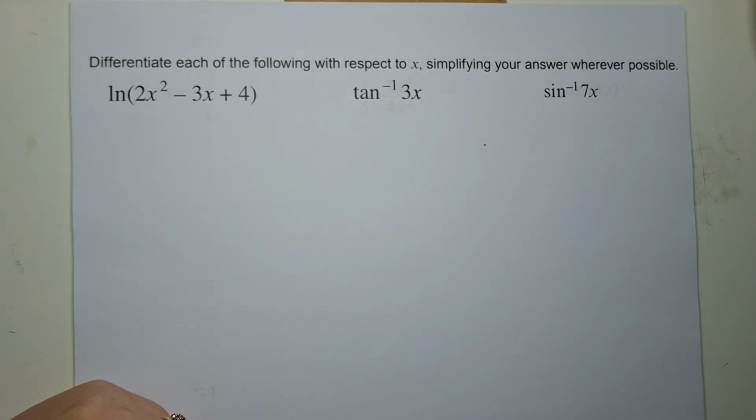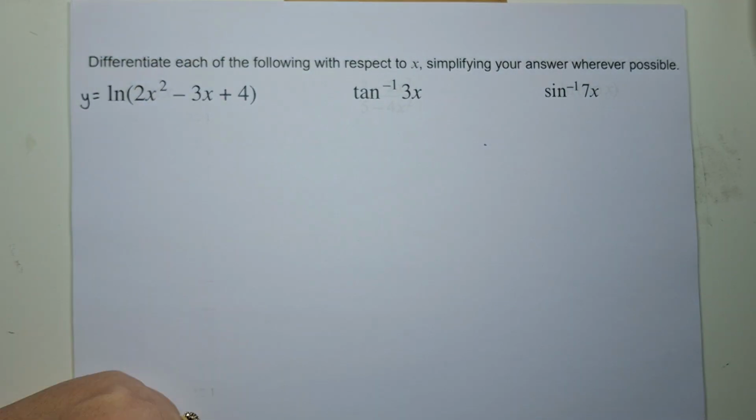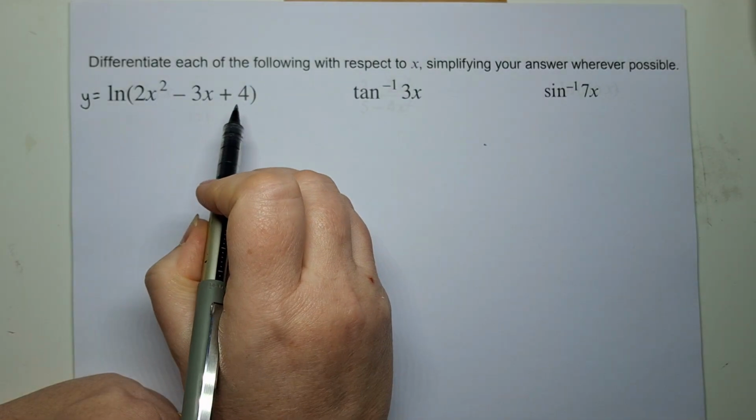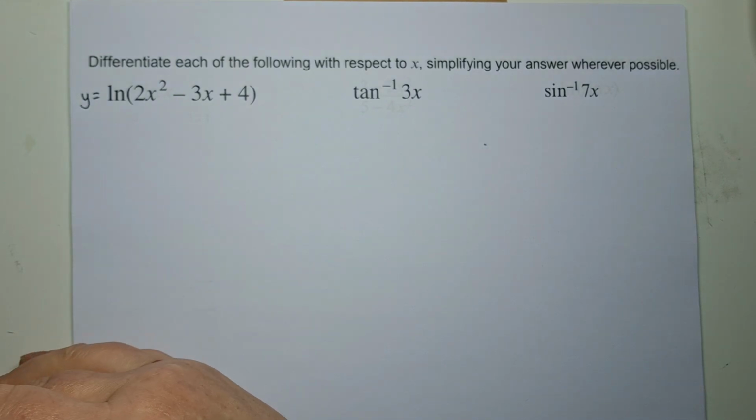So the next example is a log. Okay, so if I put y equals ln x here, we need to know that ln x differentiates to 1 over x, and that's the simplest log to remember the differential for. When you've got the natural log of something more complicated, again, there is a quick way of doing it without having to go through the chain rule.